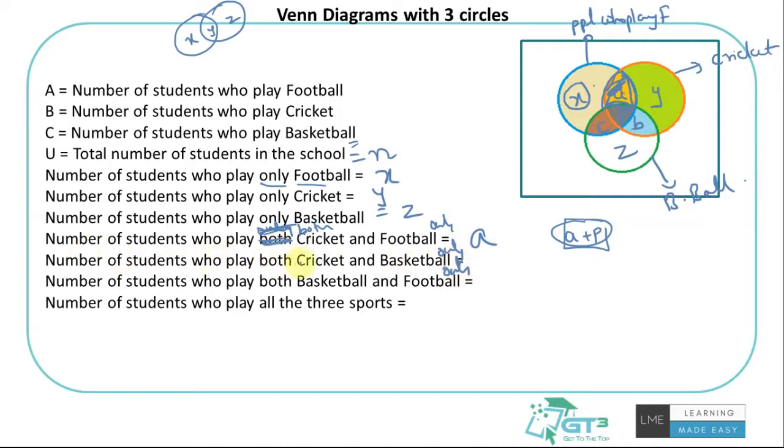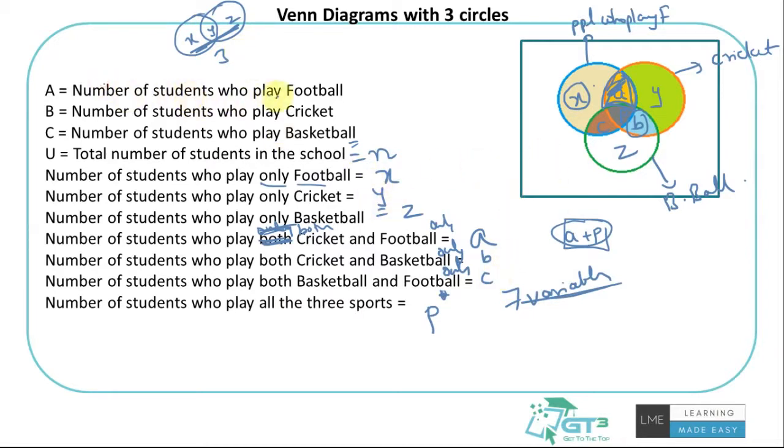Just make the same changes, only this, right? The number of students who play both cricket and basketball only. So cricket and basketball only would be this part. So that's B. Basketball and football only is C. And the number of students who play all the 3 sports is P. Right? Once I have got these 7 variables, like how we had 3 variables here in Venn diagrams with 2 circles, here we have 7 variables.